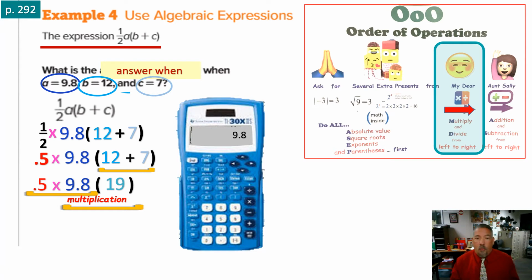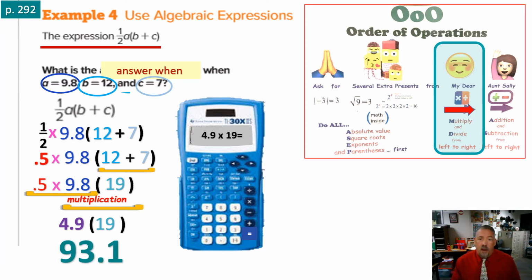I could just type it into my calculator, though. So I would take the 9.8 times the 0.5. And when I hit equals, then I'm going to get 4.9, which is what we said it was. All right, so I have 4.9. Now I bring down those parentheses and I bring the 19 down, because once again, that means to multiply. So if I just take my answer of 4.9 and multiply by 19, I find out that that is equal to 93.1. All right, well, 93.1 what?